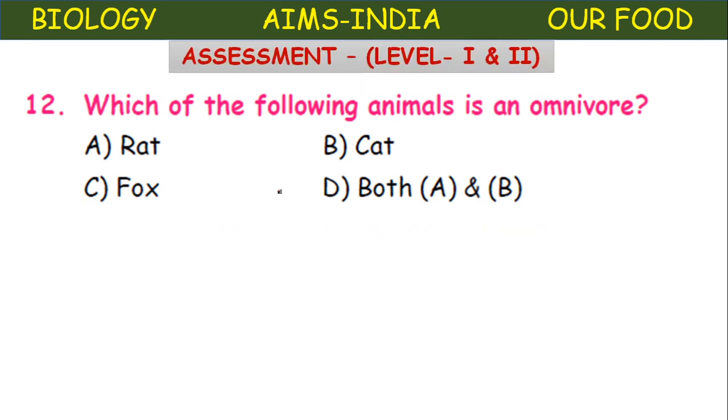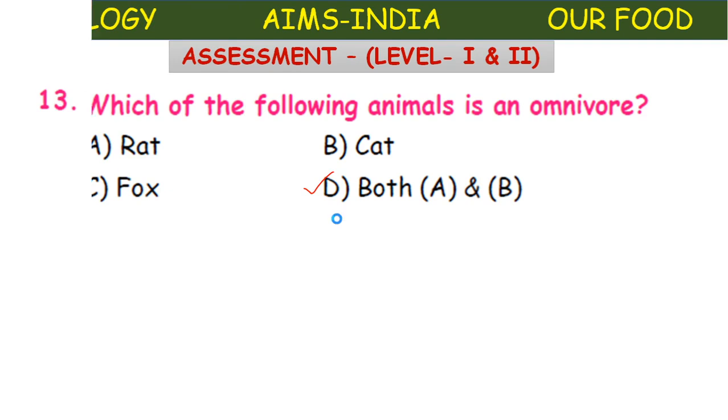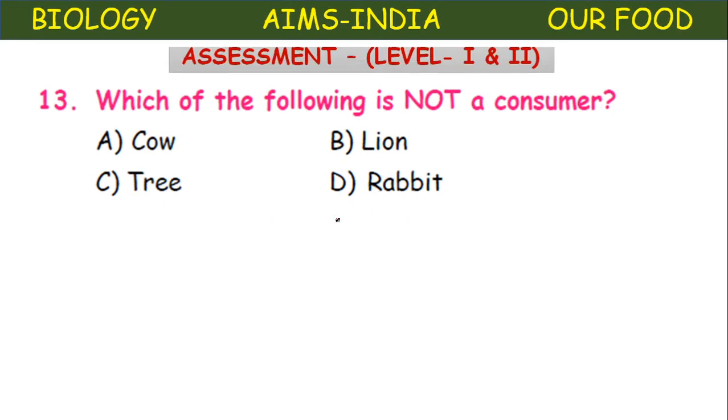Which of the following animals is an omnivore? Rat, cat, fox, both A and B. So it is a rat and a cat, they are omnivores. Fox is a scavenger, carnivore. Which of the following is not a consumer? Cow, lion, tree, rabbit. It is the tree which is producer, it is not a consumer.